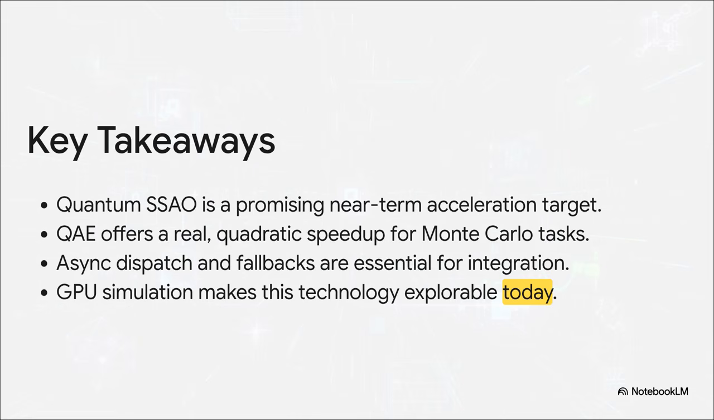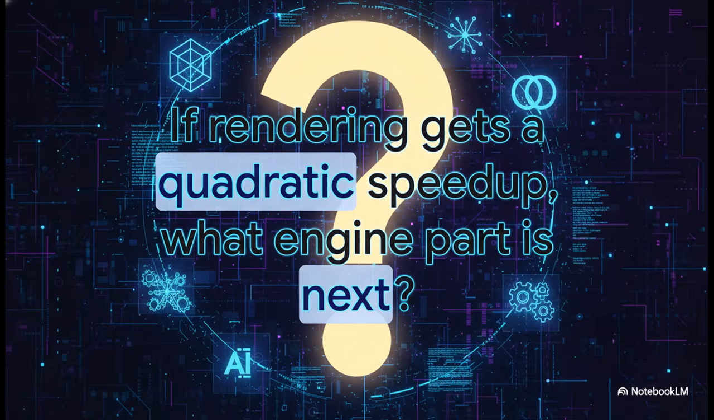So let's wrap this all up. What are the big takeaways? Well, first, quantum SSAO isn't science fiction. It's a really promising, totally feasible application for quantum acceleration in the near term. Second, that speedup from quantum amplitude estimation is real, and it's quadratic. And finally, thanks to powerful GPU simulators and smart asynchronous design, we can actually start exploring these kinds of low-qubit problems today. And all of this leaves us with one last big question.